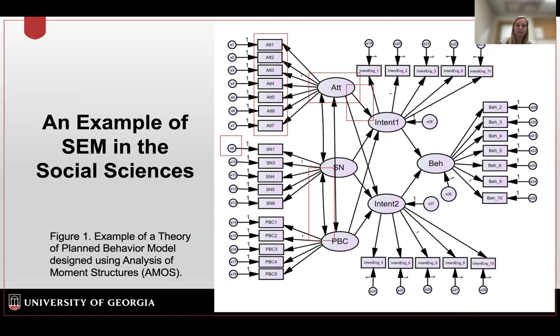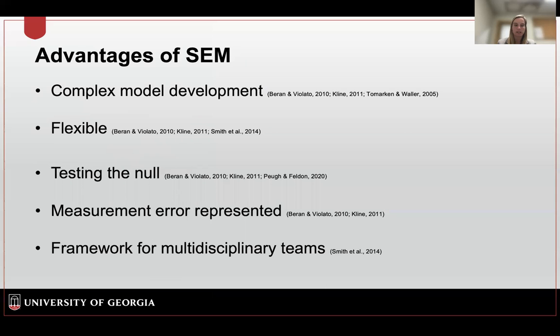Residual is denoted with a small circle. Behavior, intent 1, and intent 2 have residual associated with them because they are dependent latent variables. Residual is also associated with all manifest variables. The number 1 on the arrows is their associated factor load. There are numerous advantages of SEM.